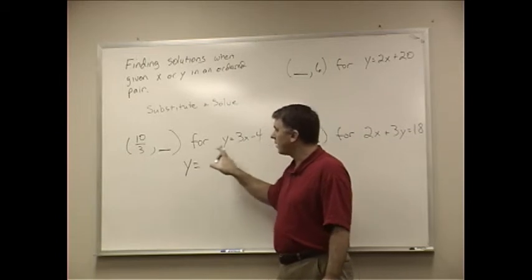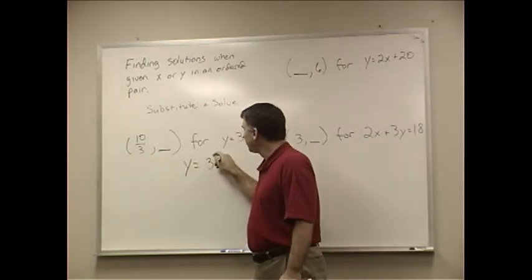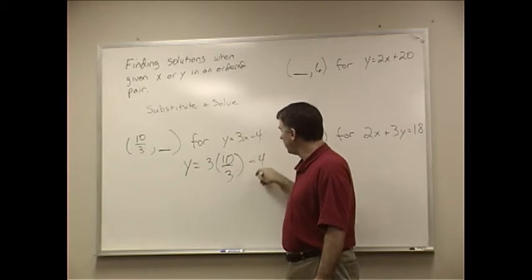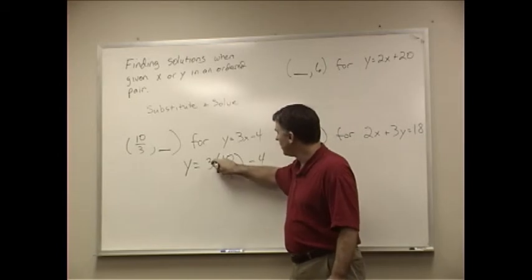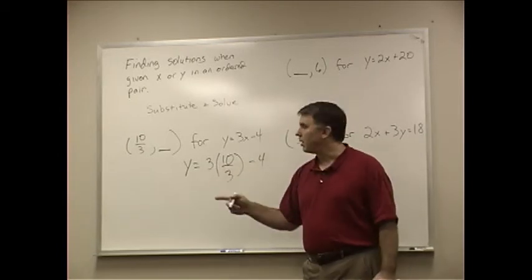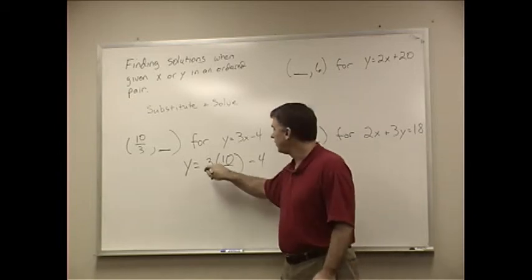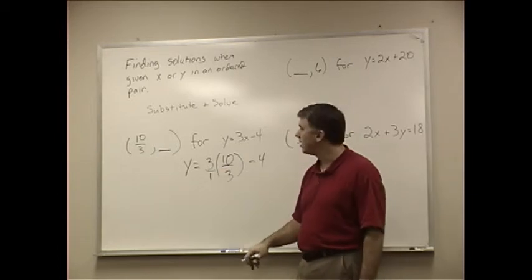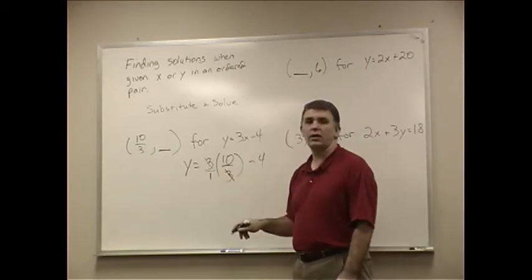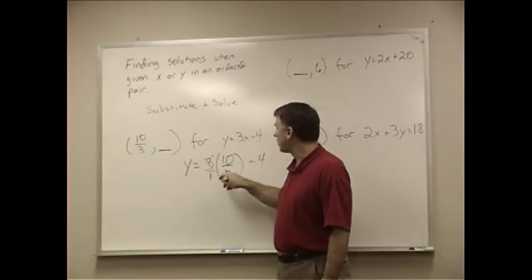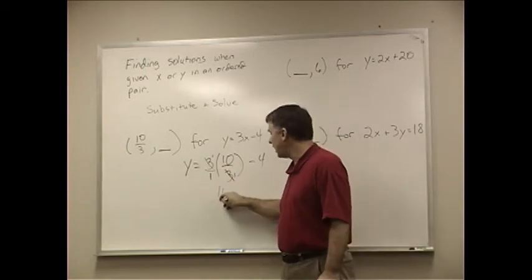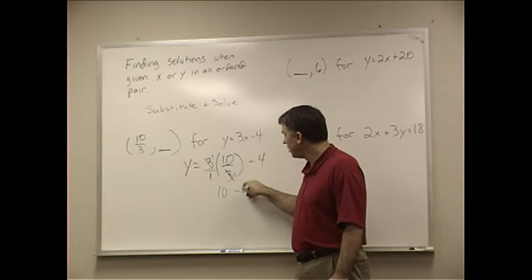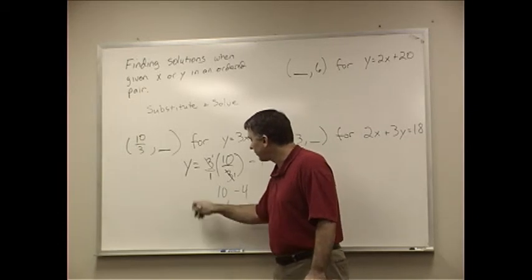So y equals 3x minus 4. So y equals 3 times 10 thirds minus 4. Not very pretty there, but that's okay. When we are multiplying fractions, you've got to have a top and a bottom, numerators and denominators. So we'll just put the 3 over 1. And beautifully, the 3's end up canceling, don't they? The 3's turn into 1's. 1 times 10 is 10. 1 times 1 is 1. Anything over 1 is a whole number. 10 minus 4 is 6.